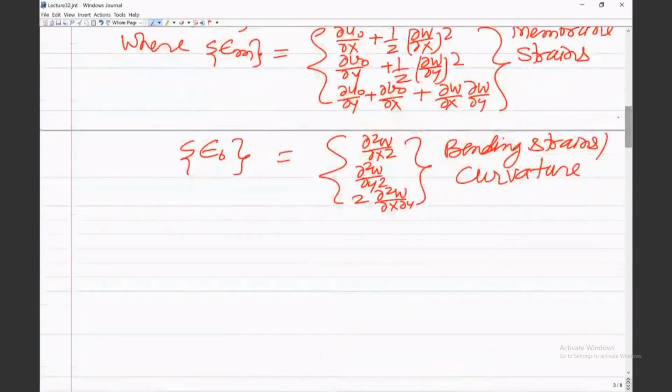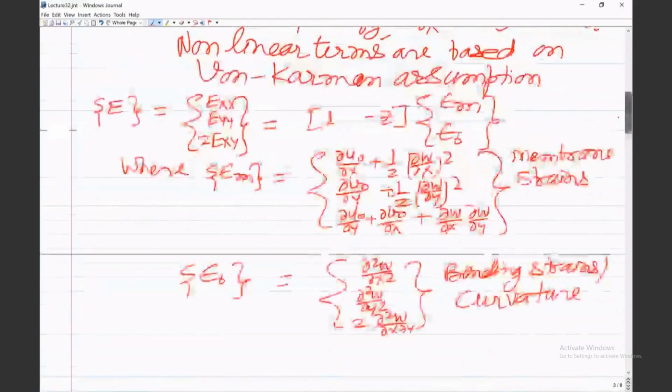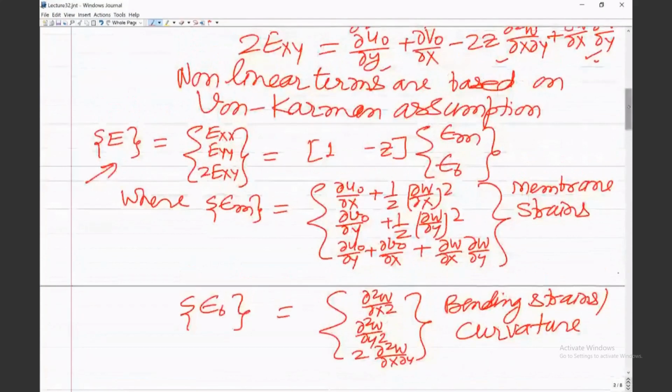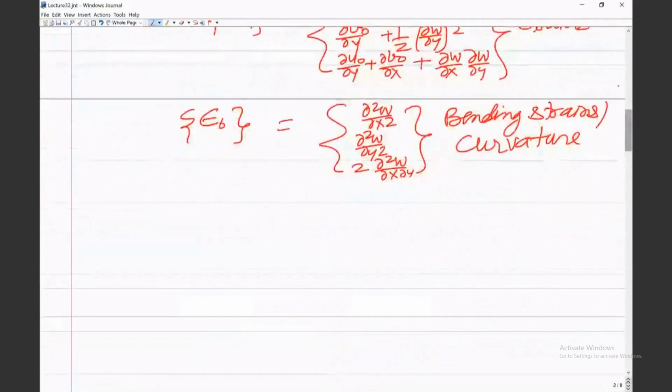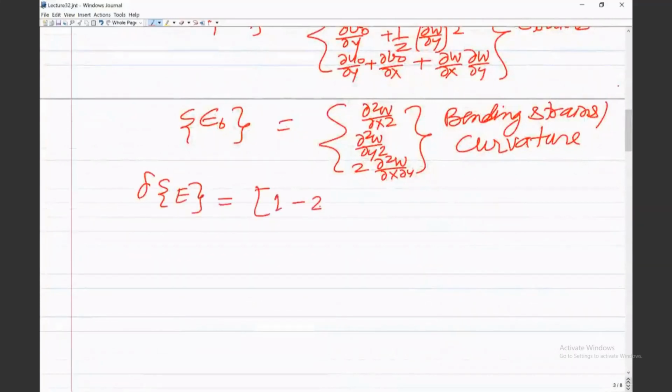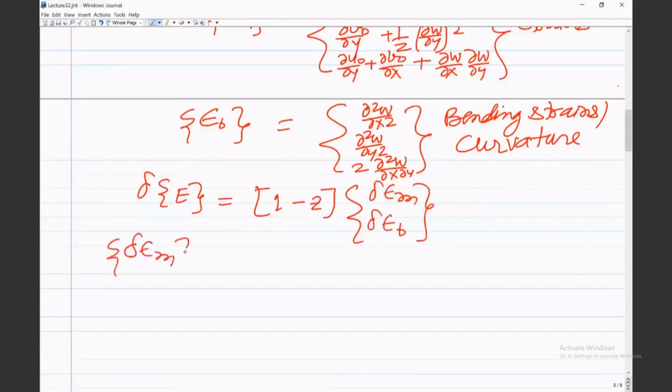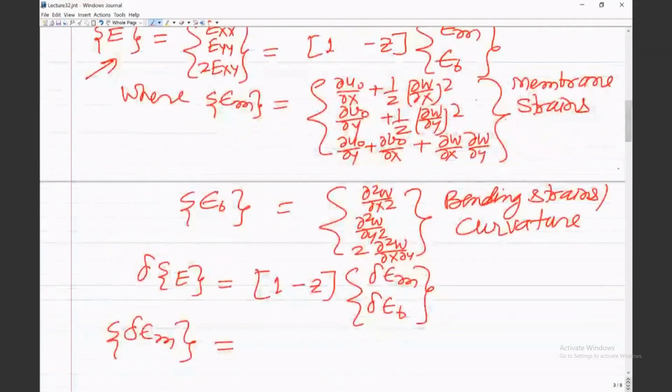So now ultimately, if you look at this particular E, the variation of E, delta of E, you can write, because z is a known coordinate, so 1 and minus z is a row vector, and then we will have delta of epsilon m and delta of epsilon b. And now if you look at delta of epsilon m, it is going to be the variation of these terms, what we have got here.